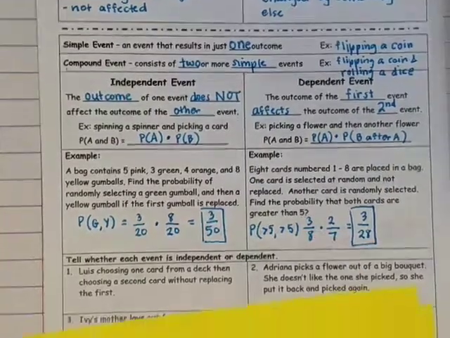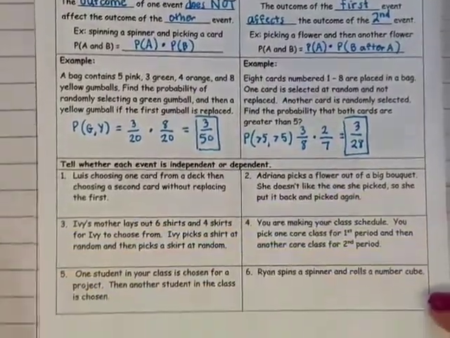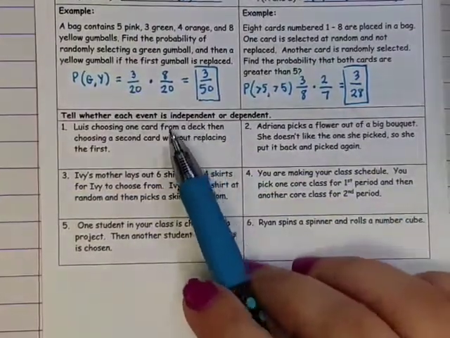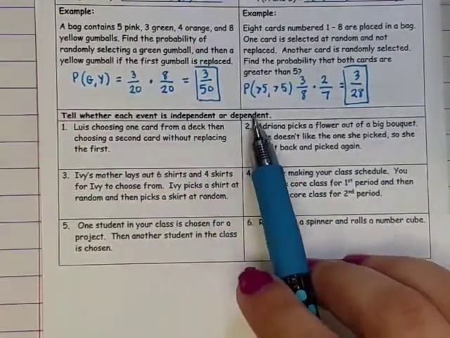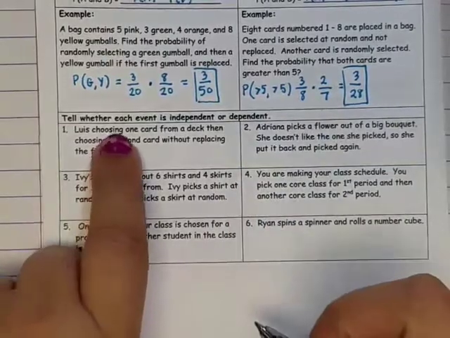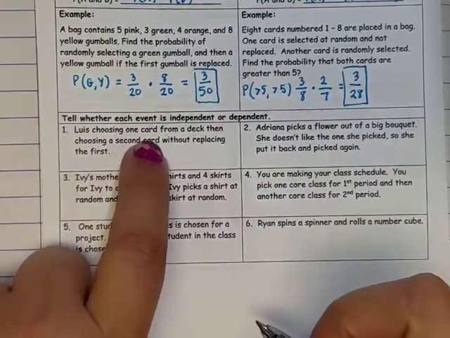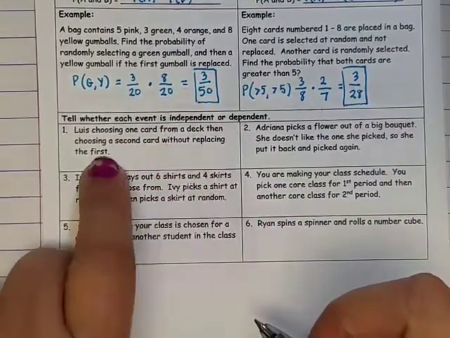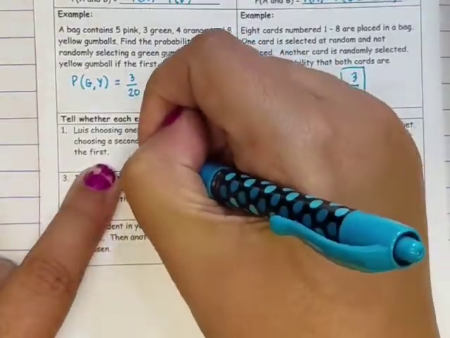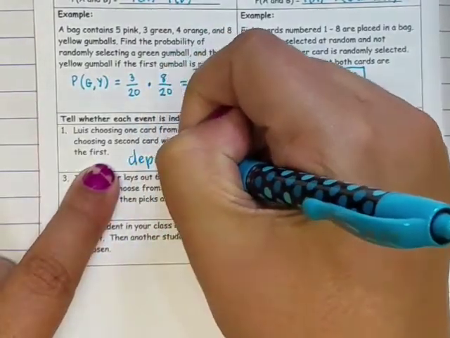Okay. All right. And then down here, what you need to do, go ahead and decide whether each event is going to be independent or dependent. So Lewis is choosing 1 card from a deck and then choosing a second card without replacing the first. So this would be dependent because it does affect the second event.